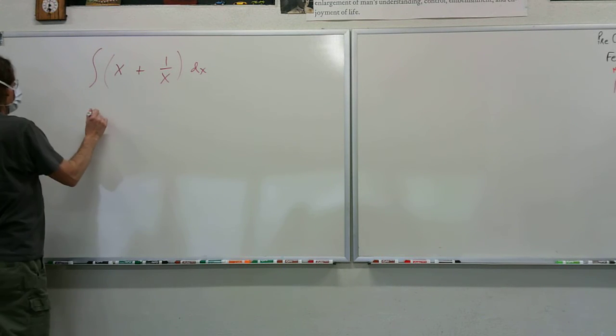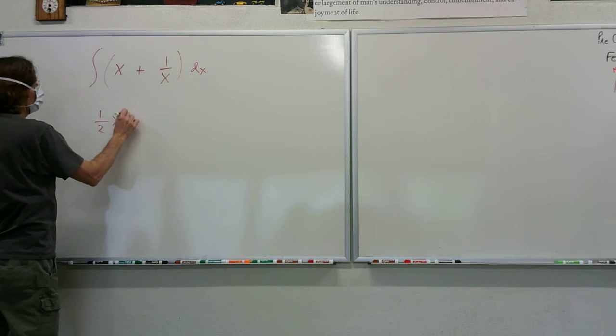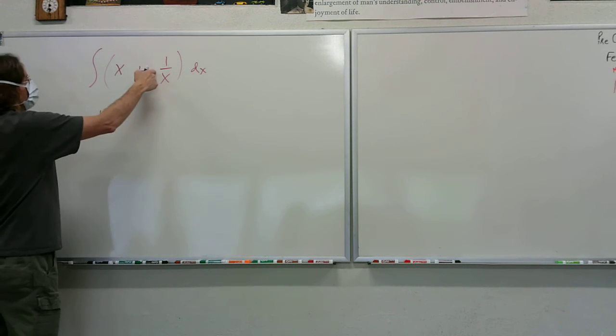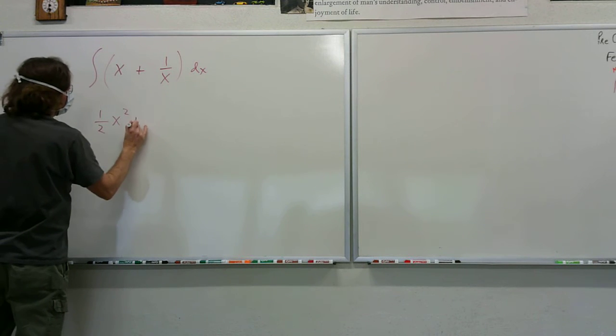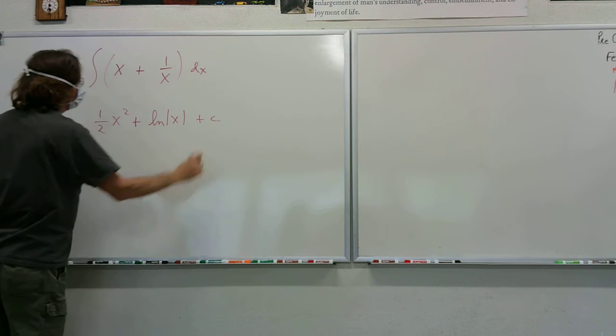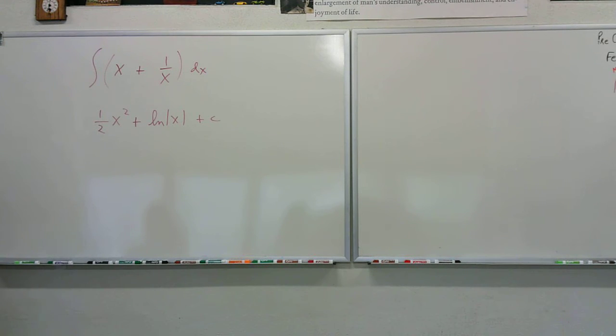Okay, the first one is just what? 1/2 x what? Squared. Is that all right? But this one would be x to the negative 1. So what's that going to do? And it's absolute value of the x plus c. So you would just put an L in absolute value of x in its place?